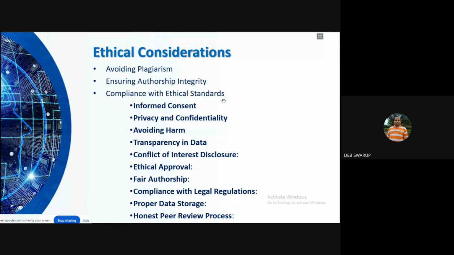So please don't go for any illegal activities. Clear? Then the data storage, proper data storage. Keep the data that are analyzed or that are being accessed with you before publishing. Don't lose the data. It might be required in the later stages. So then go for the honest peer review processes. These are again not with the authors, but with the editors and the reviewers.